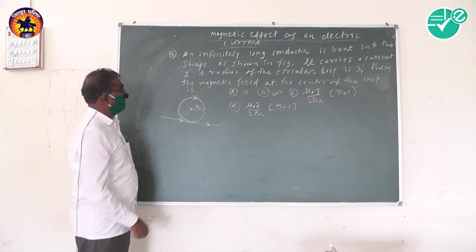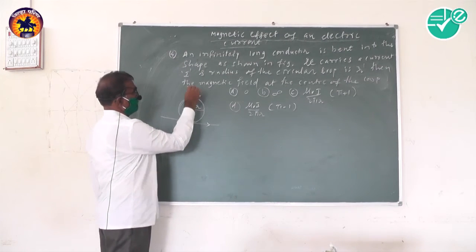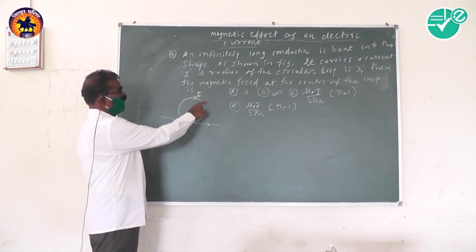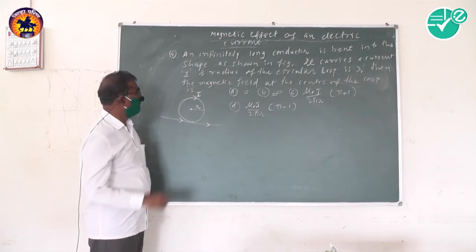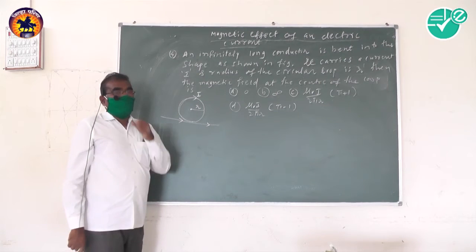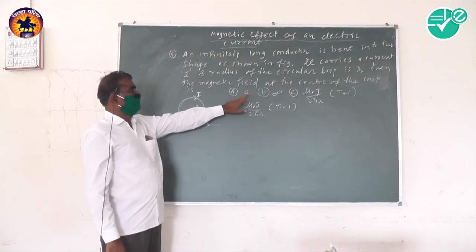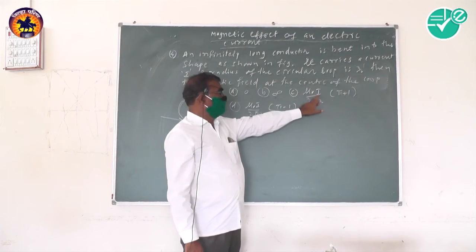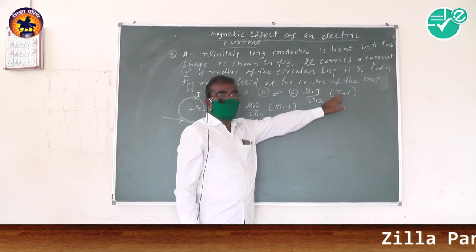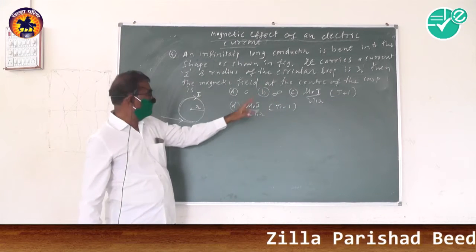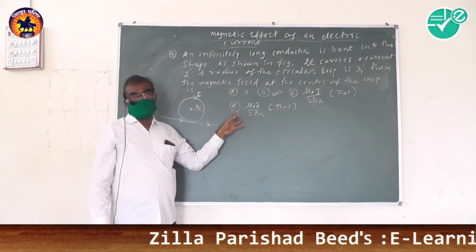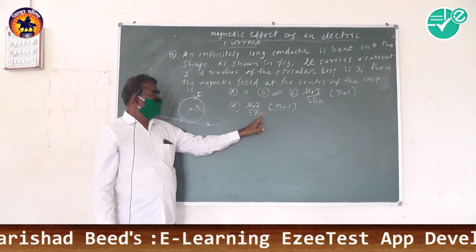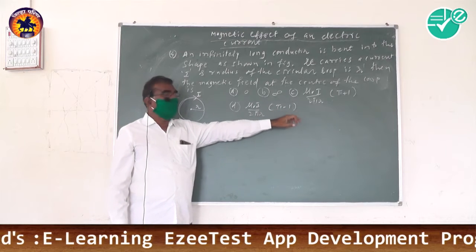It carries a current I, and the radius of the circular loop is small r. The magnetic field at the center of the loop is: multiple choice. A is 0, B is infinity, C is mu 0 I upon 2 pi r in bracket pi plus 1, and D is mu 0 I upon 2 pi r into pi minus 1.